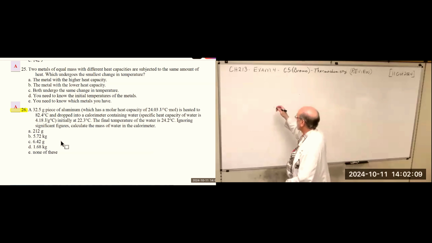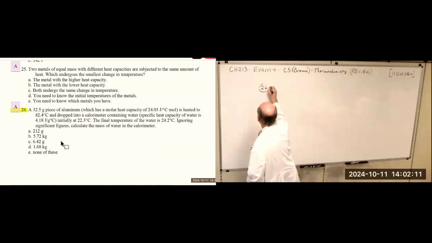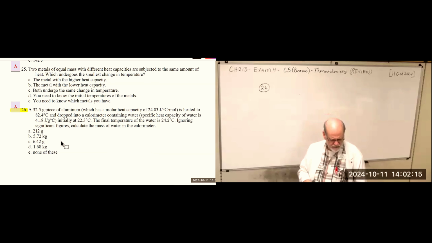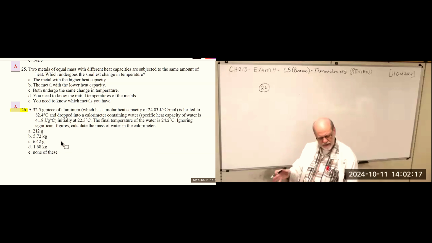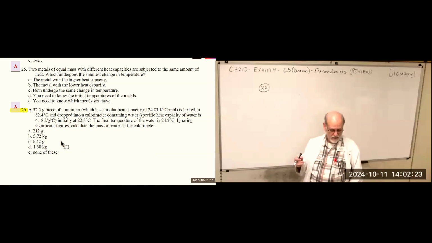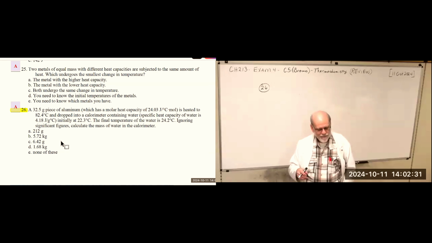Okay, 26. A 32.5 gram piece of aluminum with a molar heat capacity is heated to 82.4 degrees and dropped into a calorimeter containing water initially at 22.3 degrees. The final temperature of the water is 24.2. What was the mass of the water?